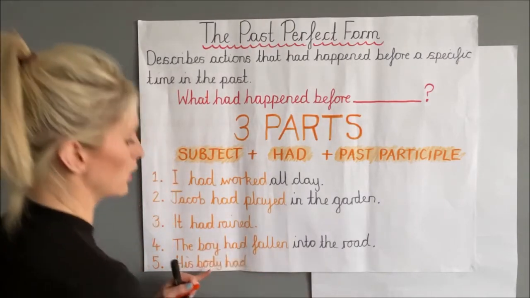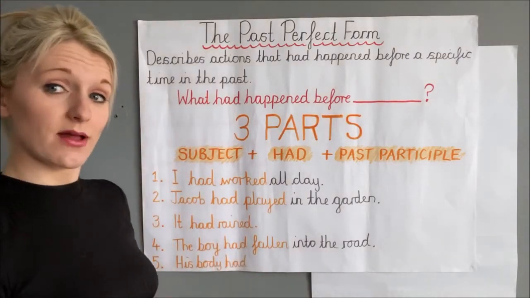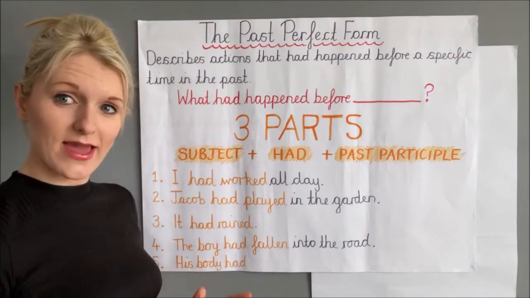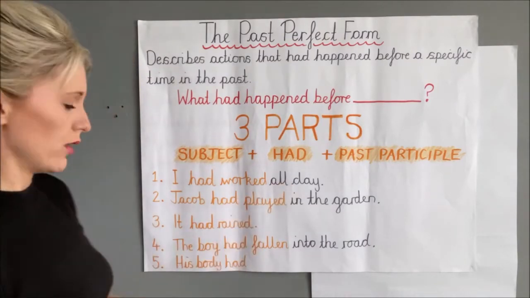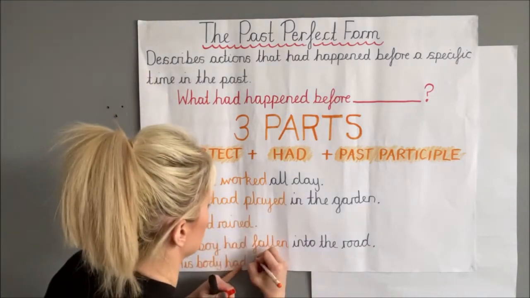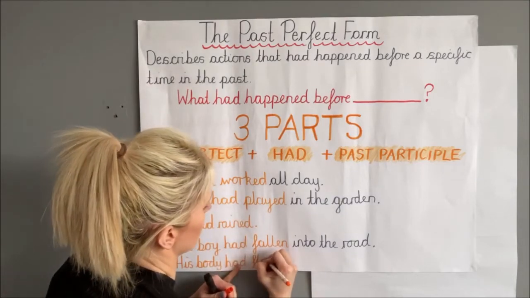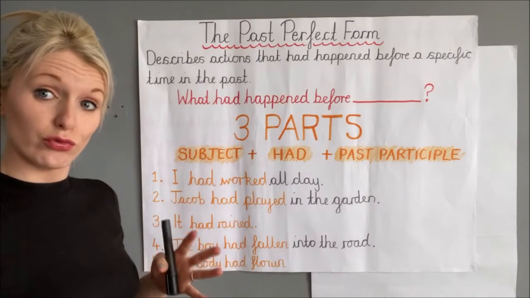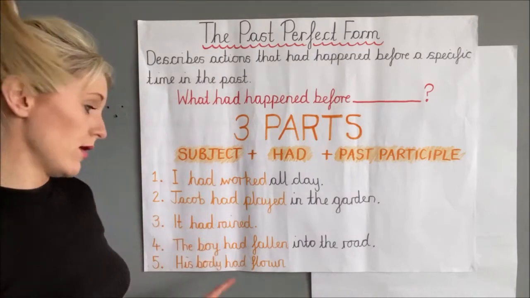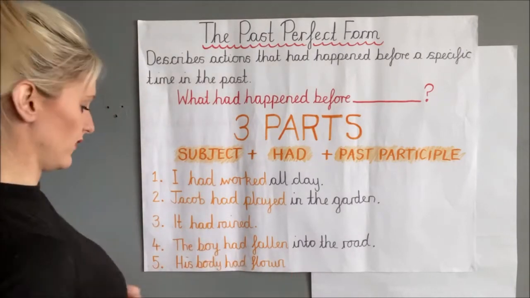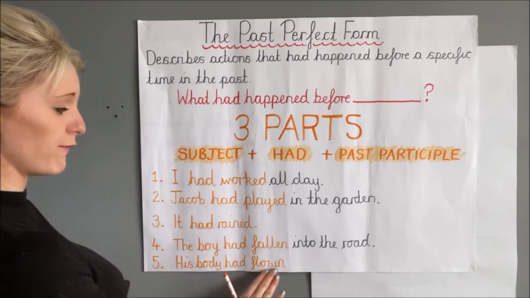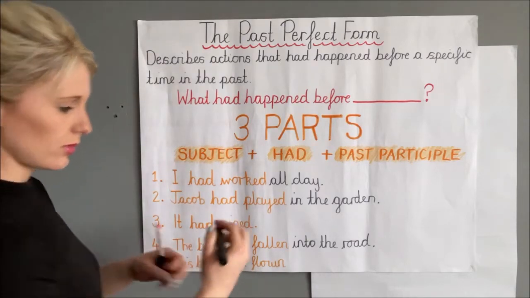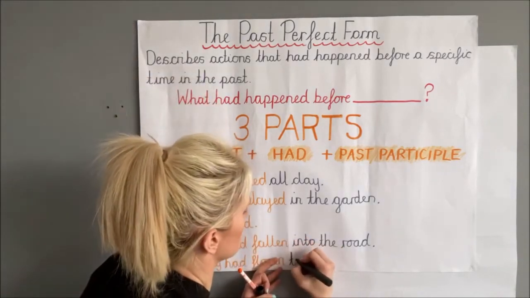So his body had, and then the past participle of the verb to fly is flown. It's another irregular one. So it's spelt like that. It would be like the verb grow would become grown in the past participle. So his body had flown, and I'm going to say to the ground.